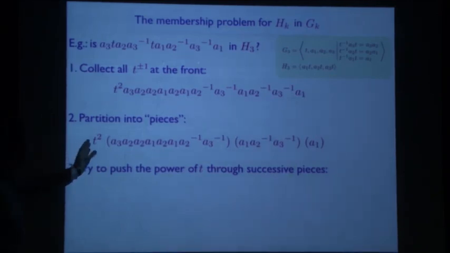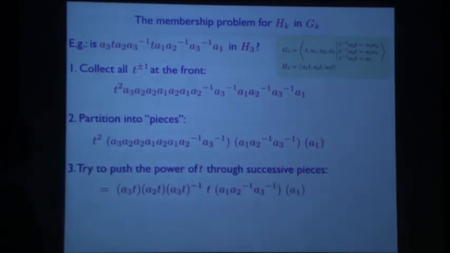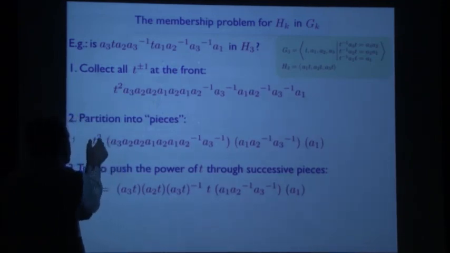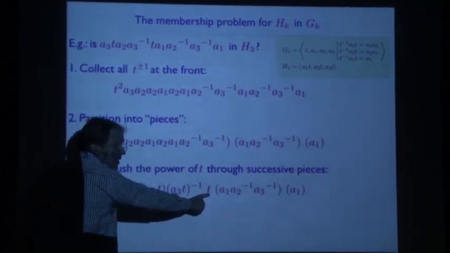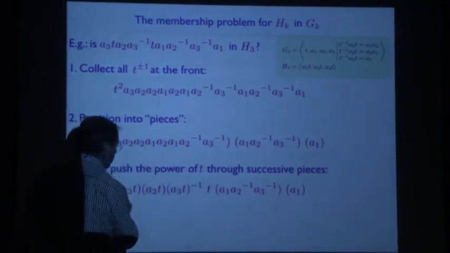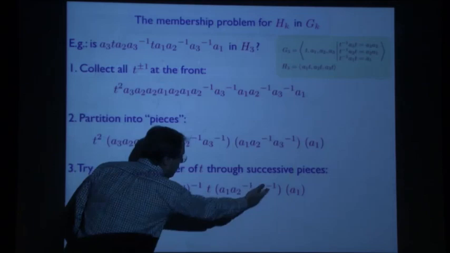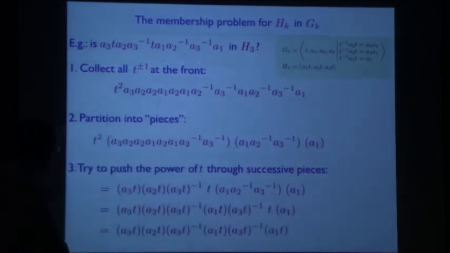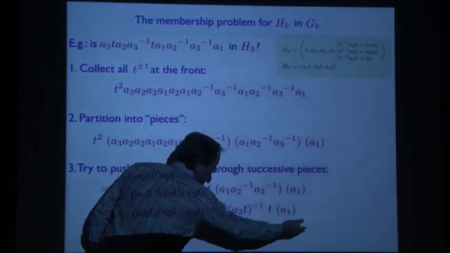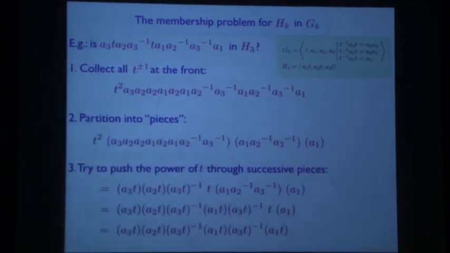So next we try and push these T's successively through pieces. Well, in this example, it turns out it works. You can push this T squared through this piece to give some product of generators of H3 times some power of T. Trust me, that times that is equal to that. Then you push this power of T, actually just a single T in this case, through the next piece. Again, it works, and it comes out to be a single T, and now you push it through the final one, and convert that to something on the generators of H3 times the power of T, and this turns out to be T to the 0 at the right-hand end. And we've shown that this word represented an element of H.